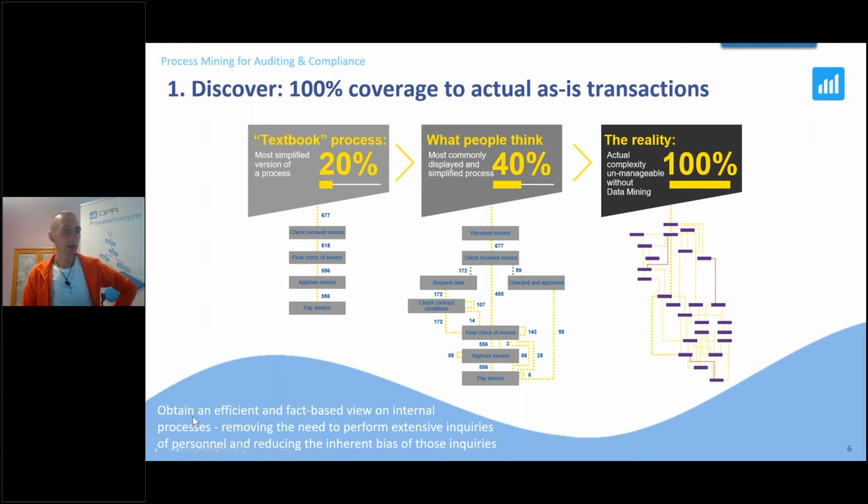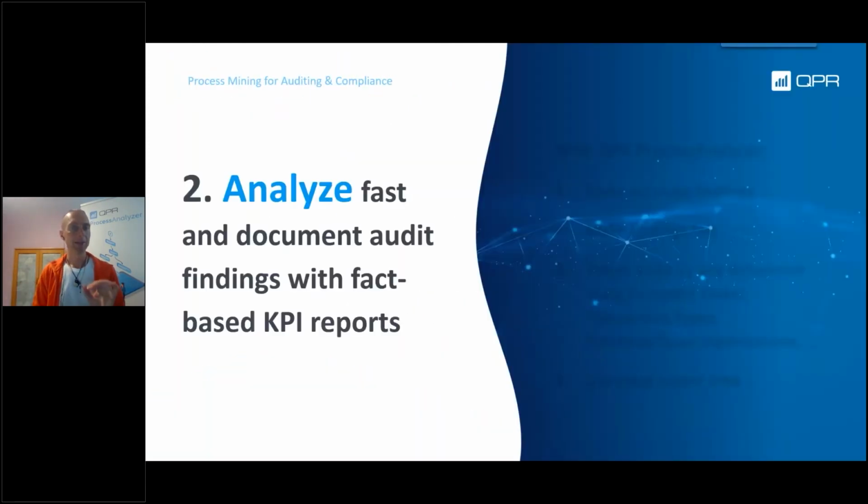So what you get is an efficient and fact-based view of the processes, removing the extensive inquiries of personnel and reducing the inherent bias of those inquiries. So basically, you don't need to start with the inquiries. You just start with the data, you get the process flow chart, you get 100% coverage, and then you can immediately start to talk about the findings that you make. So number 1, discover. Number 2 is the analysis and getting the findings.